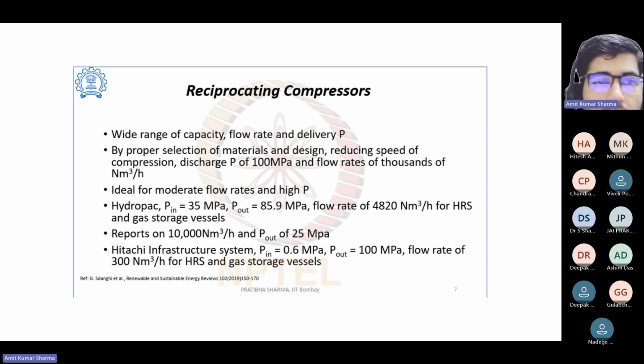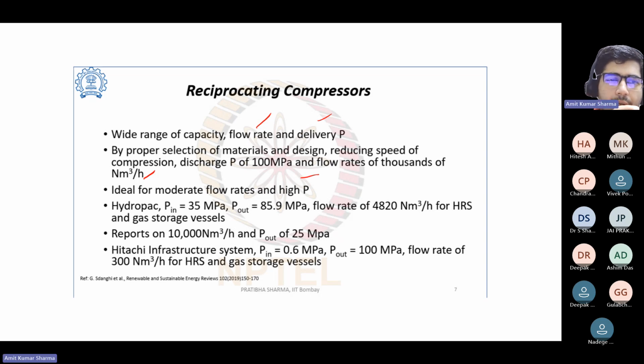So with the reciprocating compressor, we can have a wide range of capacity, flow rate and delivery pressure. By proper selection of material and design, and by reducing the speed of compression, we can reach a discharge pressure of 100 megapascal and flow rates of 1000s of normal meter cube per hour. So this kind of compressor is ideal for moderate flow rates and high pressure.